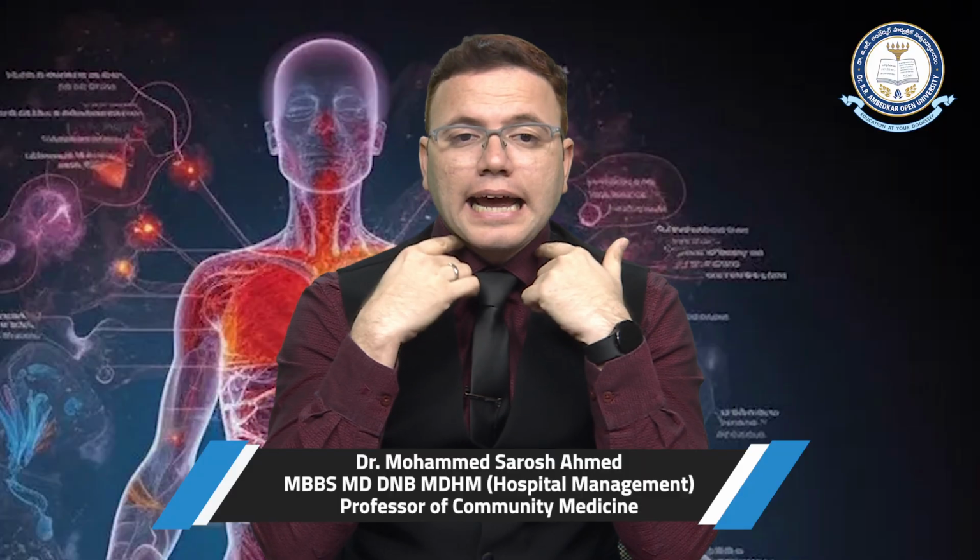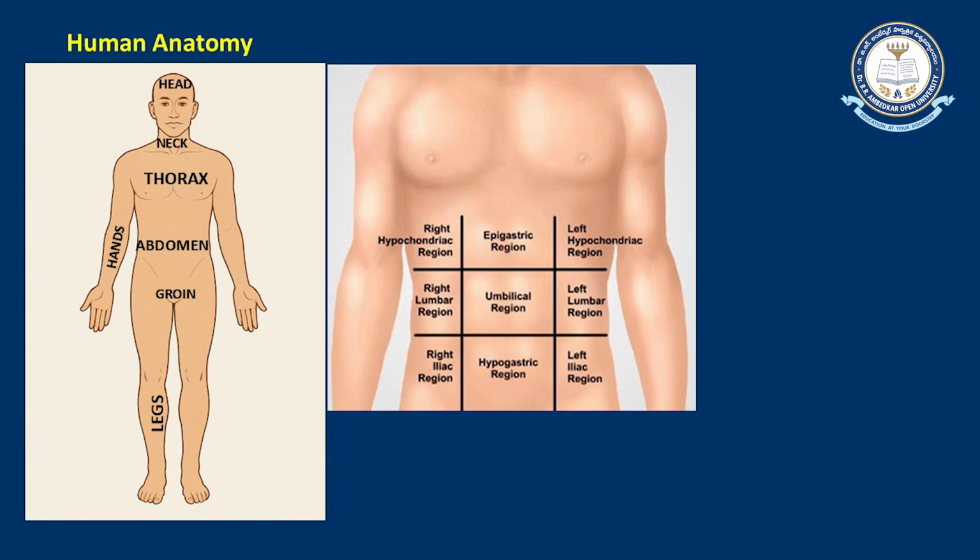Okay, and then let's look at the gross anatomy. You can see the different parts of the human body: head, neck, thorax, abdomen, groin, the legs and the hands. Now, going deeper than what you already know, these are the important areas of the abdomen, wherein the central umbilical area, where the umbilicus is, you call the umbilical region. I'll just put the pointer so that you can also learn this.